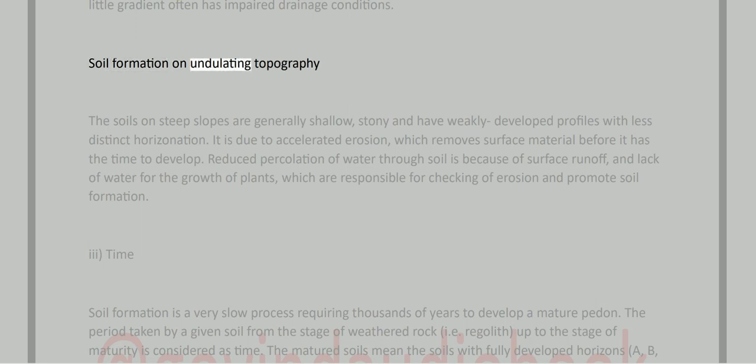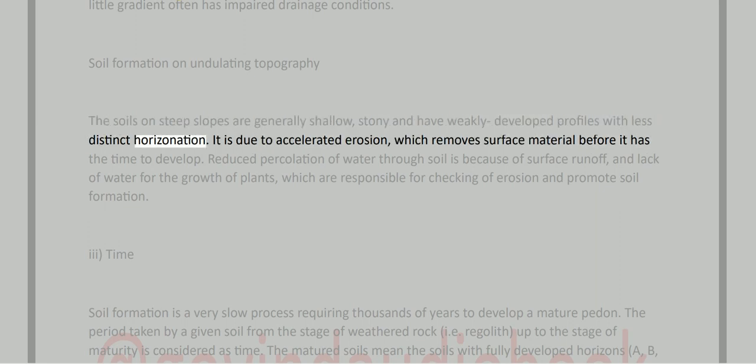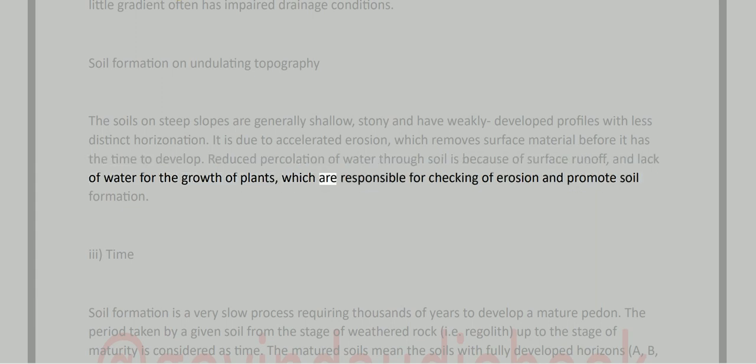Soil formation on undulating topography. The soils on steep slopes are generally shallow, stony and have weakly developed profiles with less distinct horizonation. It is due to accelerated erosion, which removes surface material before it has the time to develop. Reduced percolation of water through soil is because of surface runoff, and lack of water for the growth of plants, which are responsible for checking erosion and promote soil formation.